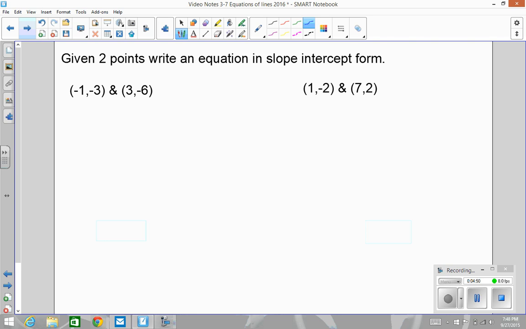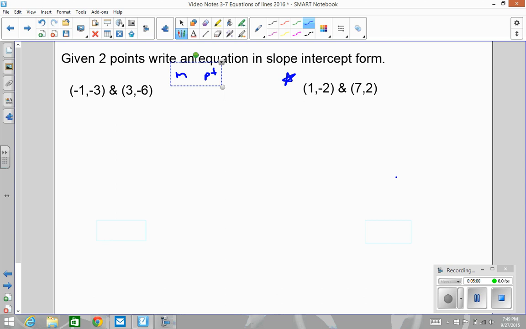All right, so given 2 points, write an equation in slope-intercept form. You're going to have to do this one. I'm going to go through the process with this one for you first. In order to write an equation of a line, I need an m and at least a point, so I can use point and slope.